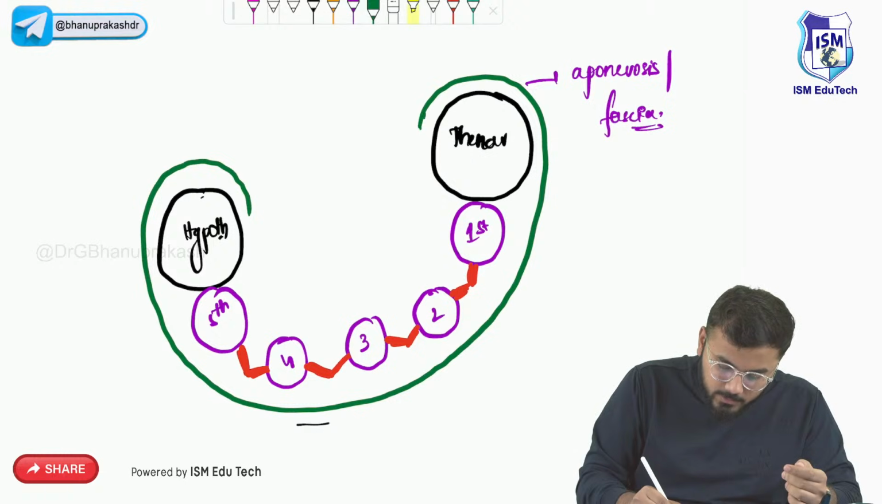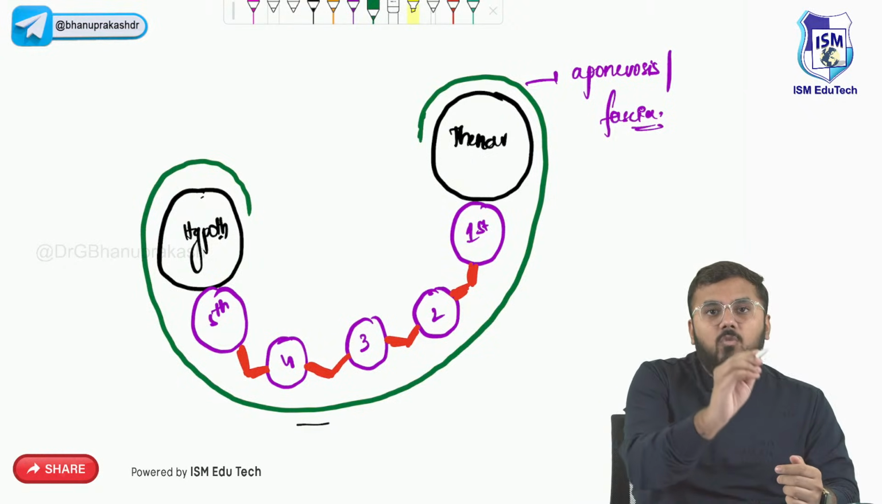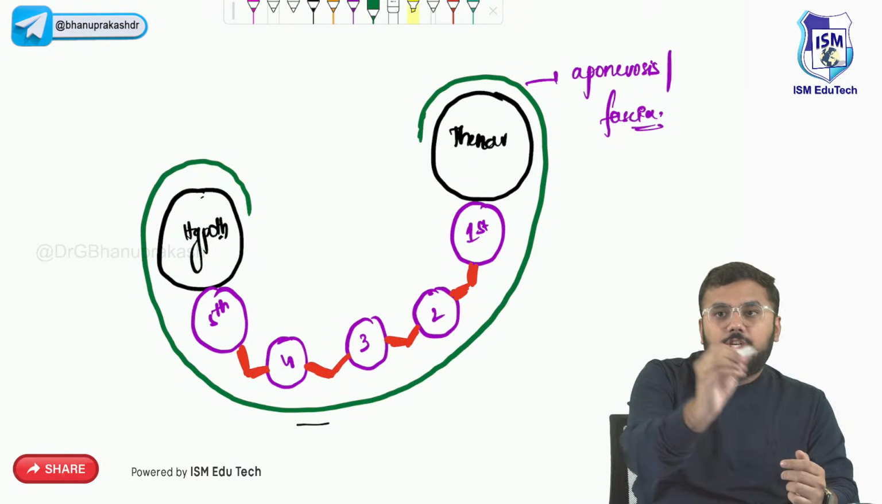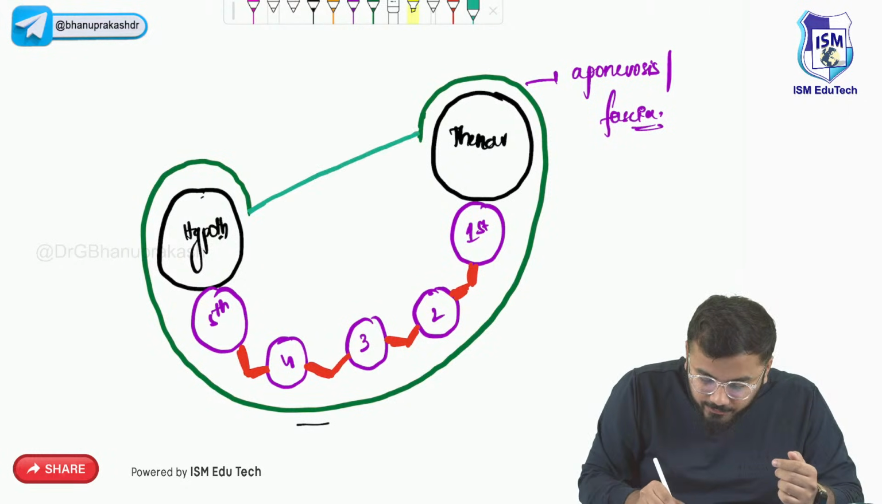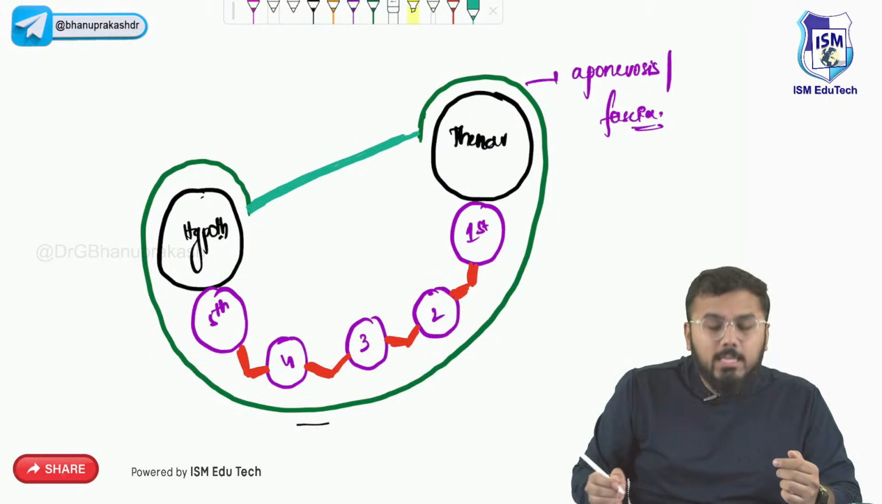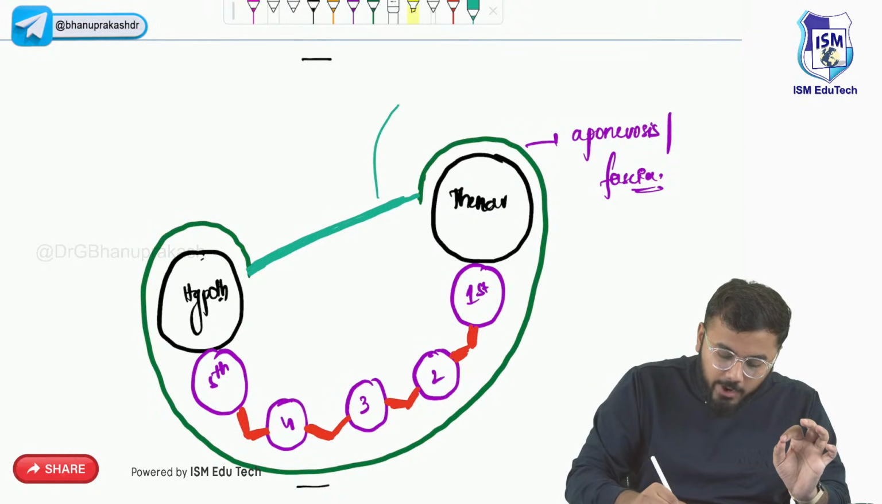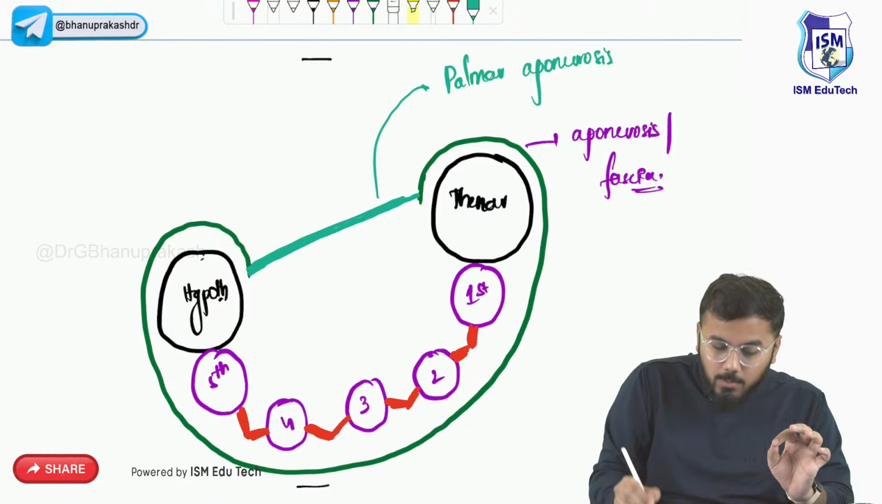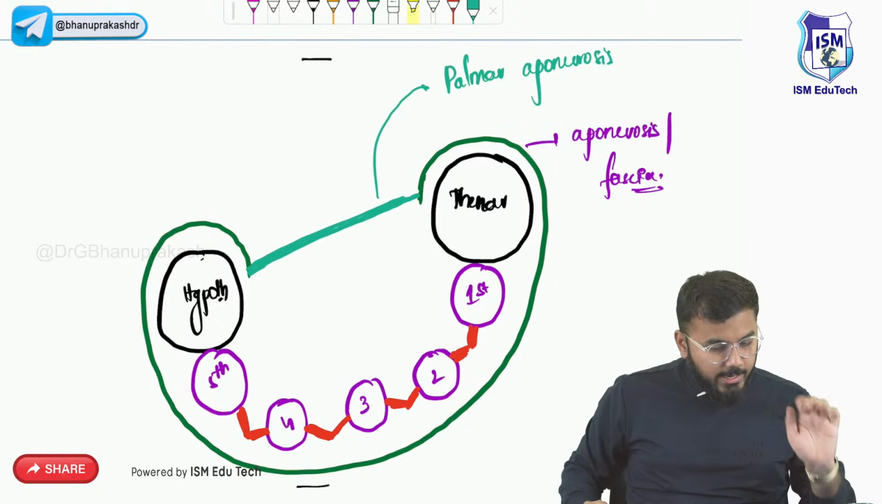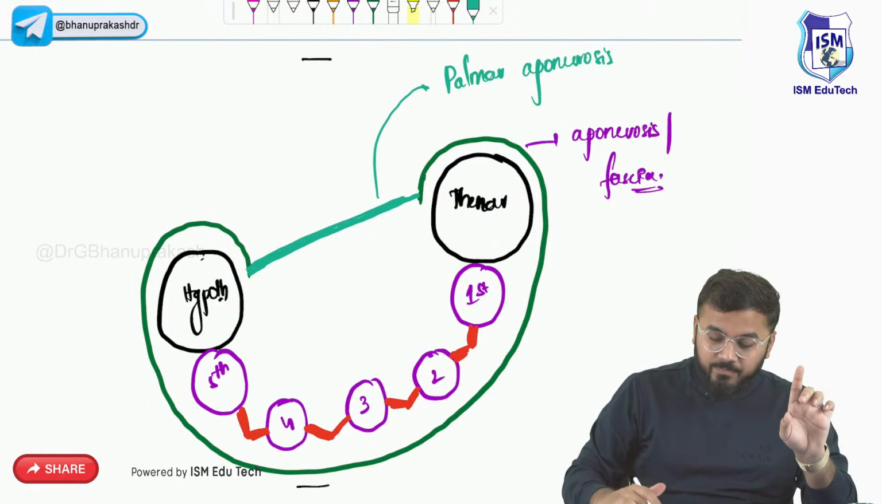Okay, right? Now, touching one end of the fascia to another fascia, you have got a fascia like this. This is called the palmar aponeurosis. Point number 1 to remember. This is called the palmar aponeurosis. Clear, everyone?